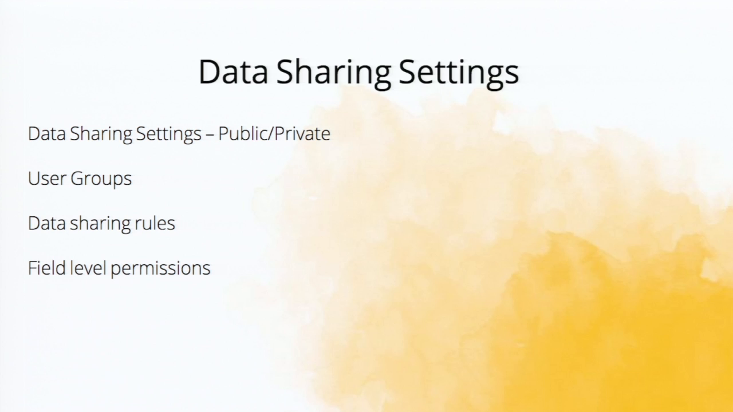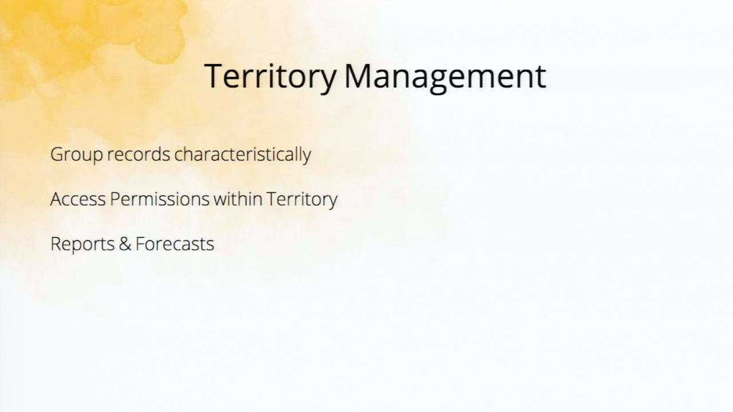Data sharing settings, making a module public or private, creating user groups, creating data sharing settings within the groups, field level permissions, and then we have talked about territory management, where you group the records characteristically, set access permissions within the territory, and use them on the reports and forecasts. You'll be able to create territory-specific reports within the CRM or create forecasts for a specific territory.